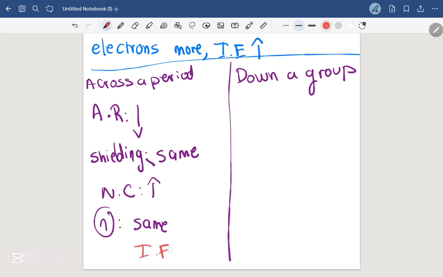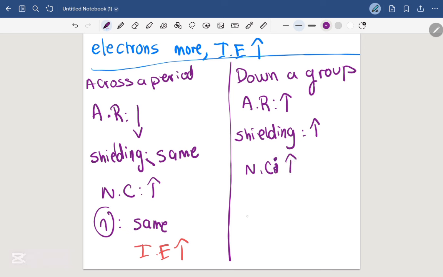Now, regarding the second one, which is down a group, we said as we go down a group, the atomic radius increases. This you can see from when we were studying it earlier. The shielding effect increases as well. The nuclear charge increases as well. And then last but not least, the energy level increases as well. So atomic radius increases, shielding effect increases, nuclear charge increases, and the energy level increases.